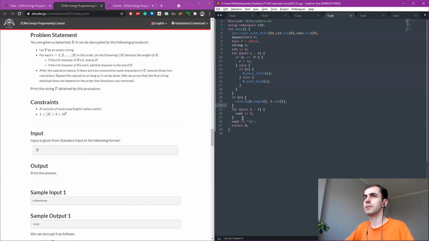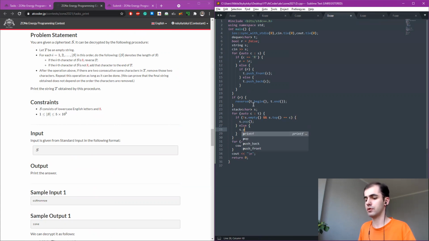Project file stream is not dependent. Yeah, of course it is not dependent. We just push everything into a stack. For every character in T, and I should probably change it here so it does not confuse readers. If stack is not empty and stack top equals C, I suppose we just pop from the stack, else we push to the stack.